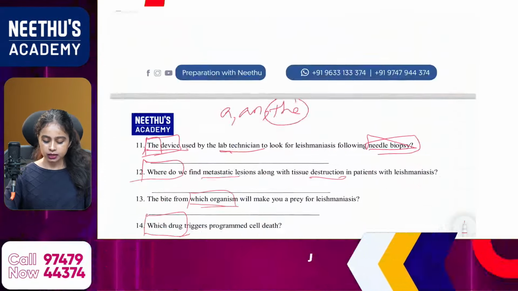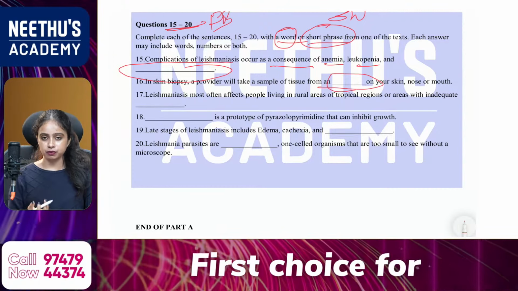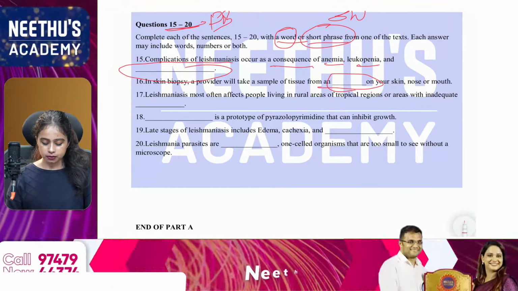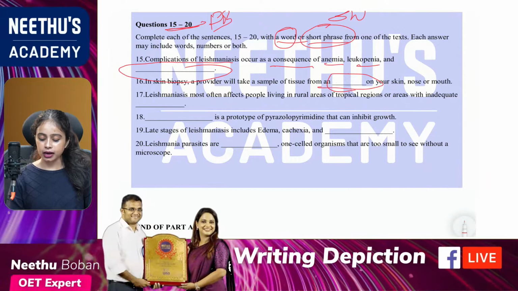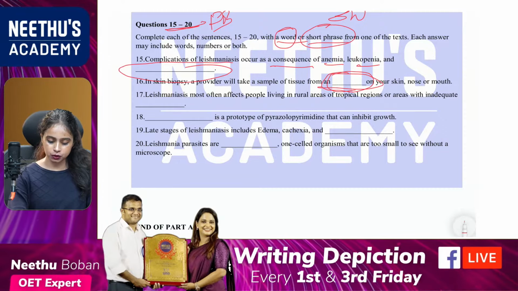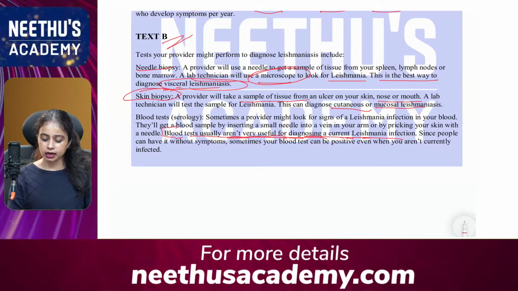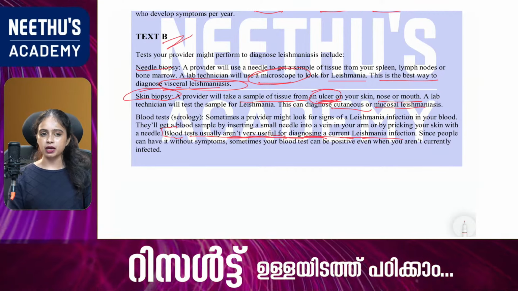Okay. Then 16th question. In skin biopsy, a provider will take a sample of tissue from dash. From what? From where? Not from what, from where? Okay. So what is the missing word? From an dash on your skin. Ulcer on your skin. Yes. Which is from text B. Skin biopsy is taking sample from an ulcer on your skin. So answer should be ulcer.